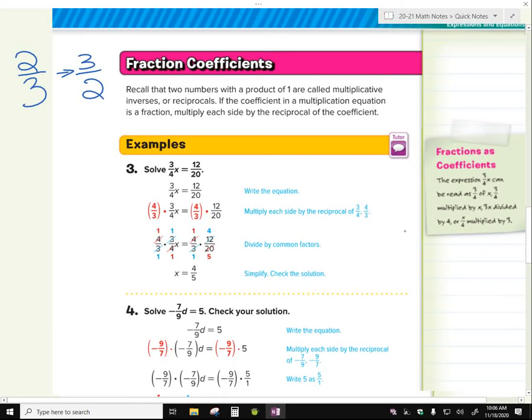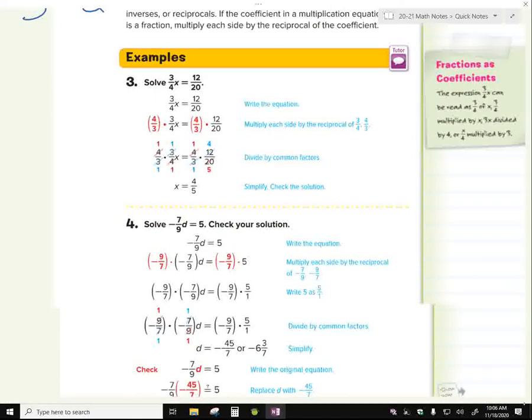If the coefficient in a multiplication equation is a fraction, multiply each side by the reciprocal of the coefficient. So the coefficient is the number that is stuck to the variable. Solve 3/4 x equals 12/20. So we're solving for x. I'm going to rewrite the equation below it. Also with the homework, just like yesterday, it's teeny tiny writing, so you're going to want to rewrite it anyway.